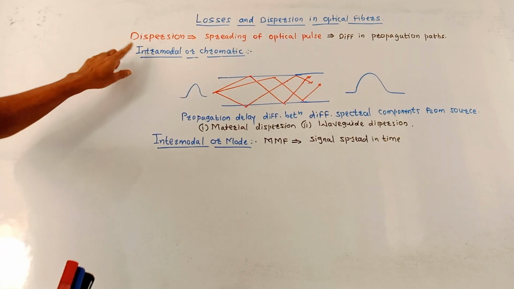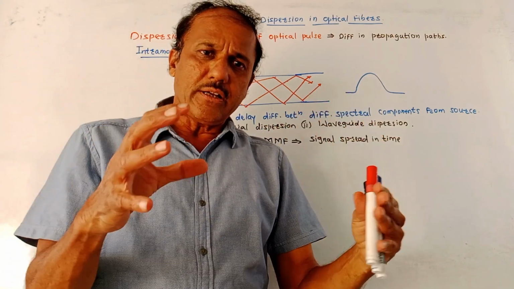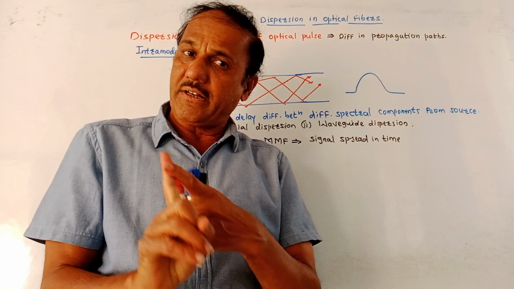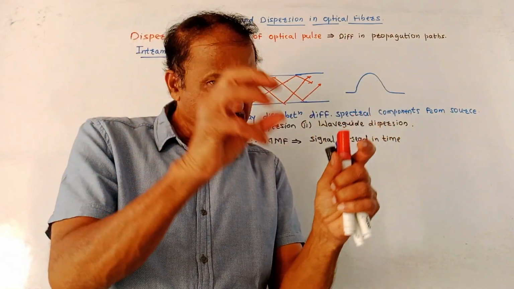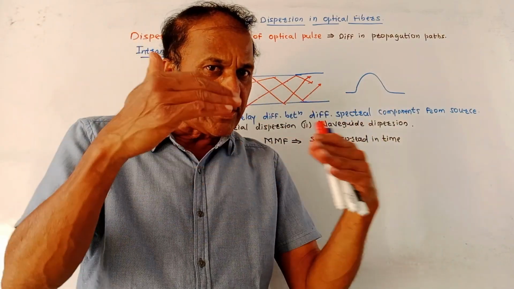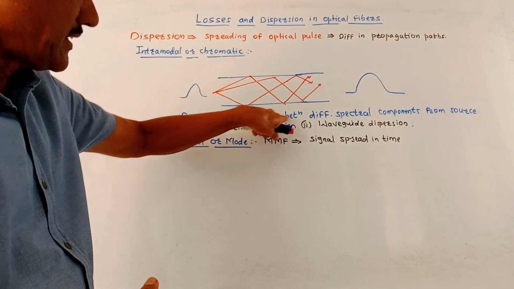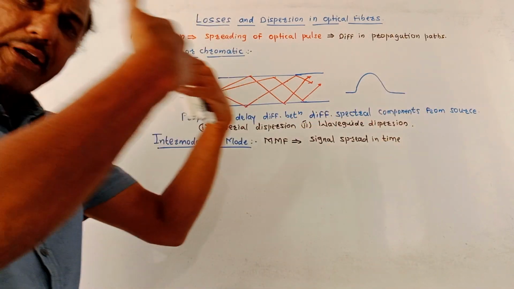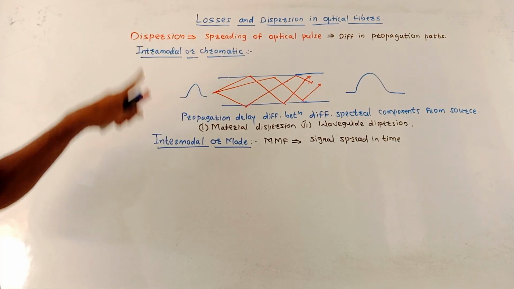There are two major types. First is intramodal or chromatic dispersion. We are using a light source at the input side. Every light source has limited or finite spectral width. The different spectral components which are coming out from the source follow different propagation paths. So the propagation delay difference between different spectral components from the source causes spreading of the output pulse, which is called intramodal or chromatic dispersion.